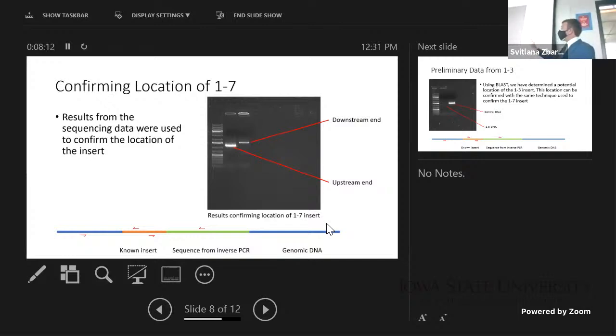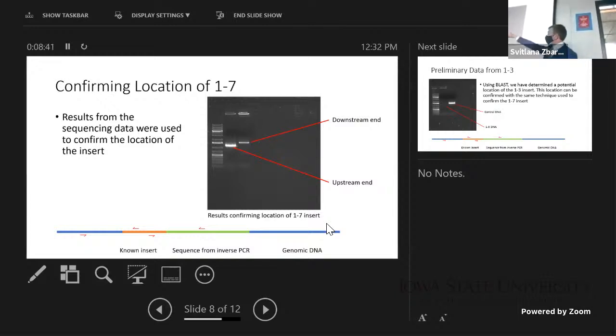And so using that, one of our known ends in there and then one in our insert can allow us to confirm that side. And then if we went to the other side of our known insert and did the same thing there, we can get 2 overlapping ends and basically confirm that this 1-7 insert is in this specific location in the genome, which happens to be on the 3rd chromosome. So that's what this gel is showing.